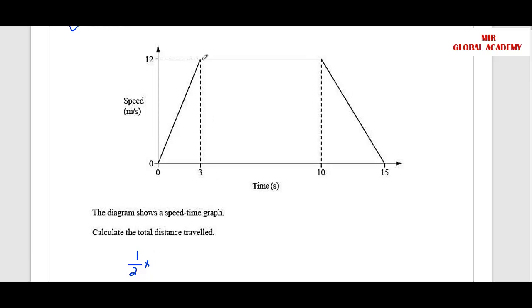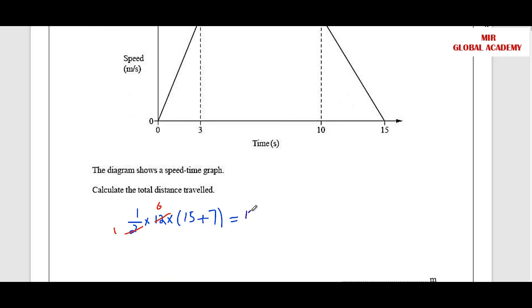Height is this much, 12, and then the sum of the parallel sides. One parallel side is 15, and the second one is this much, which is 10 minus 3, 7. So just by simplification, it is 132, and as it is distance, and the distance is in meter, 132 meter. So write your answer over here, 132 meter.